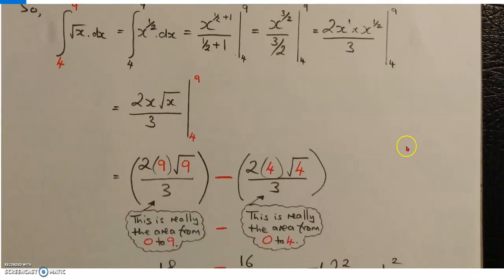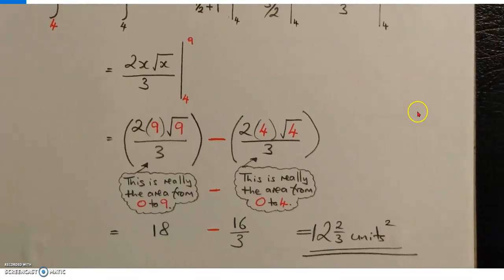Okay, well, let's work all that out, and it's very straightforward. Square root of 9 is 3. That 3 will cancel with this 3 here. 2 nines are 18. There it is. Minus, well, square root of 4 is 2. 2 fours are 8, 2 twos are 4, times 4 is 16. So it's 16 over 3, which is 5 and 1/3. If we take 5 and 1/3 away from 18, we end up at 12 and 2/3 units squared.